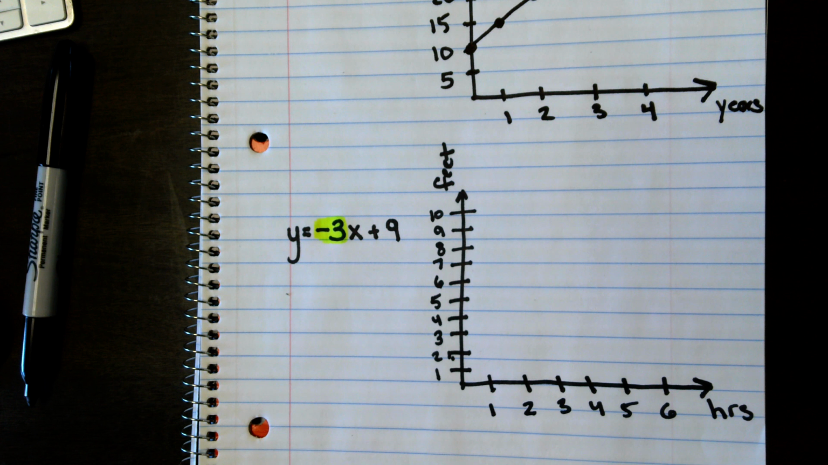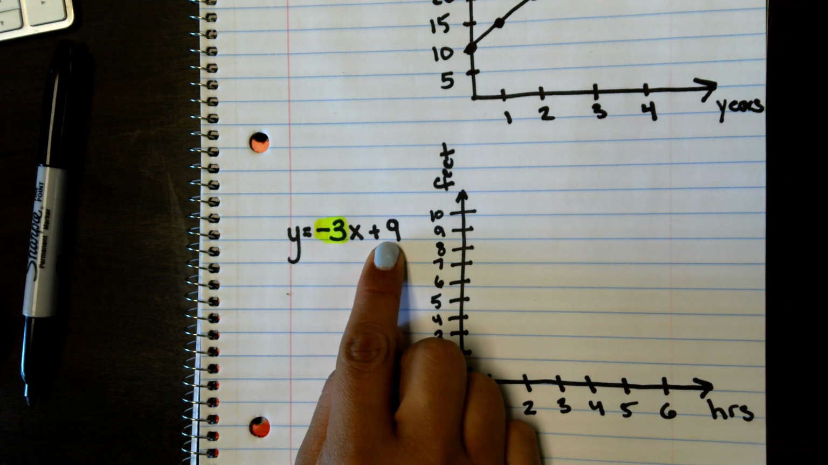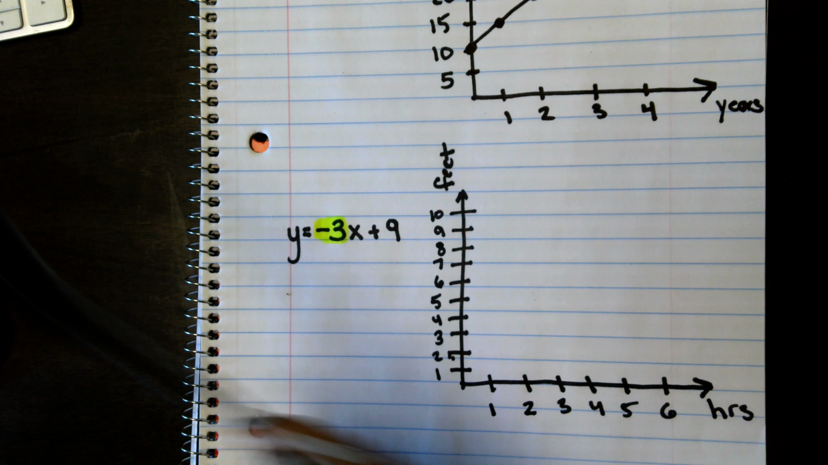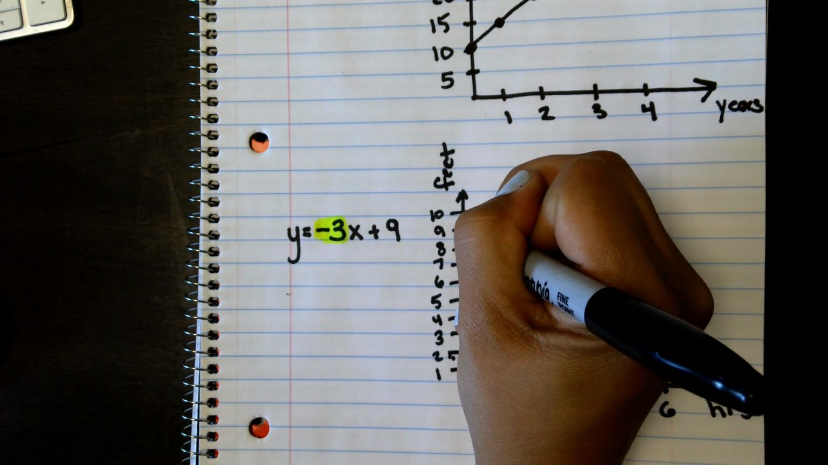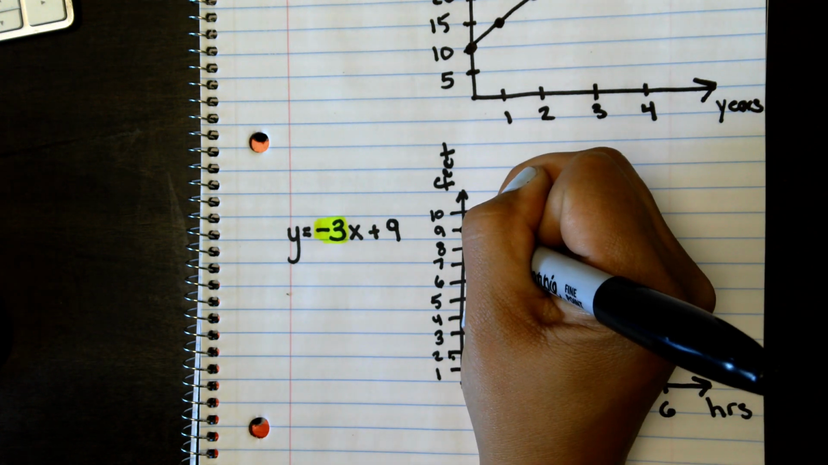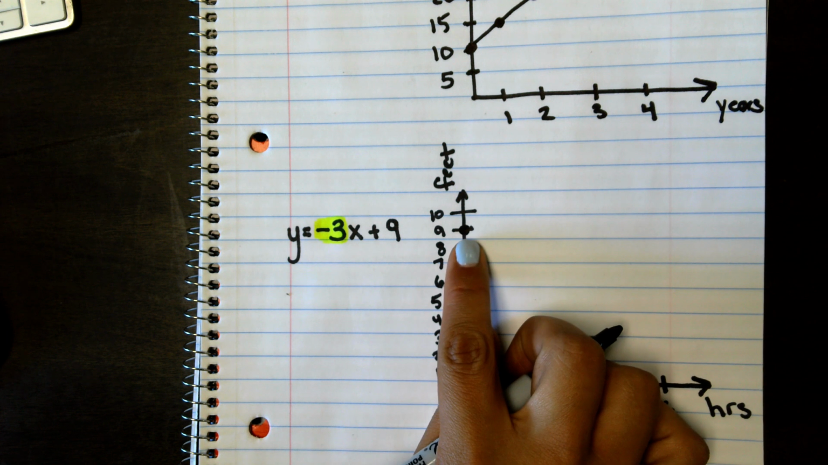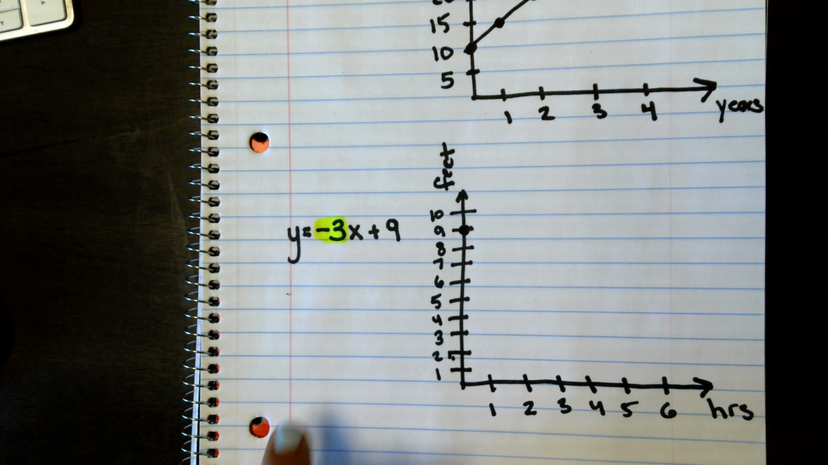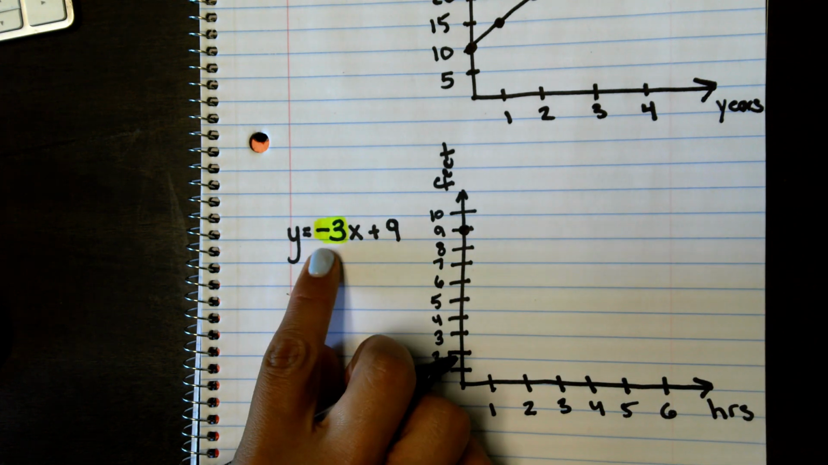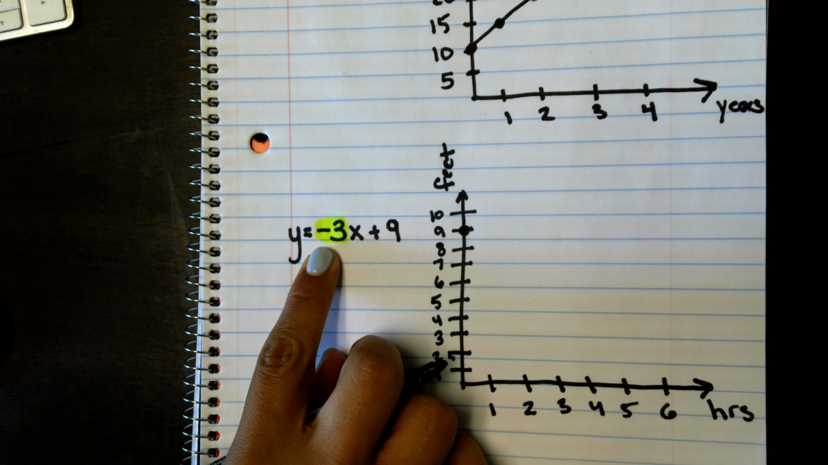So I always like to think up a story. It really helps me understand. So let's say, okay, well, I know that this starts at 9, right? So my y-intercept here is at 9. And okay, let's say my pool is draining and it starts at 9 feet deep. Then every hour it decreases, because it's negative, by 3.